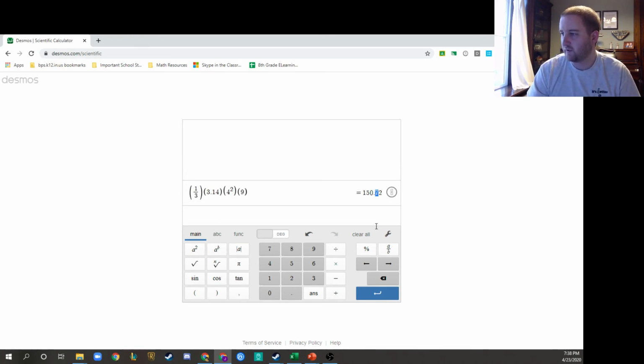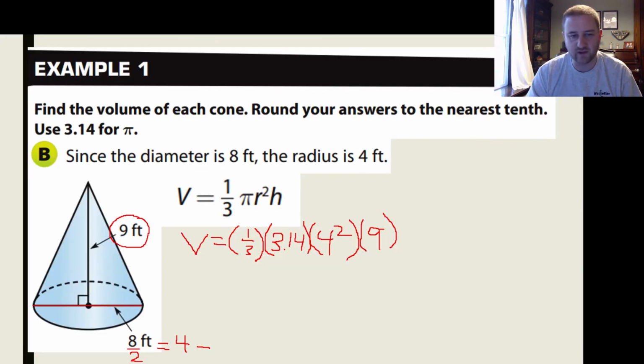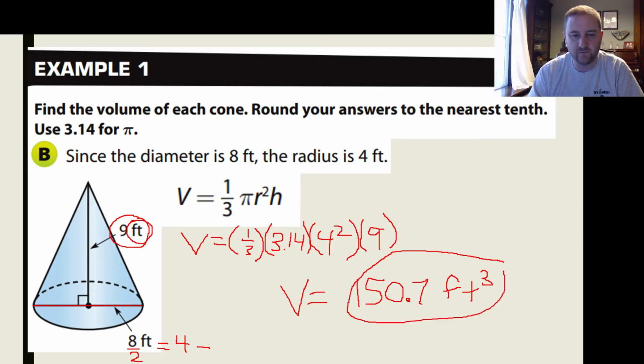150.72. This is what we want to round it to. We look to the next number, which is the 2. That 2 keeps it as 7. Okay, remember it's got to be 5 or above to round it up. So the 2 is below 5, so it keeps it as 7. So it's 150.7. So the volume equals 150.7. And then our units are going to be cubic feet. So feet cubed, like so.